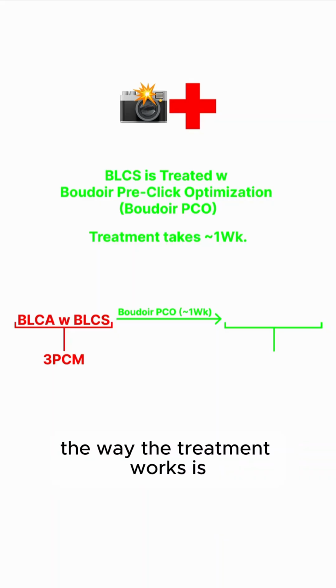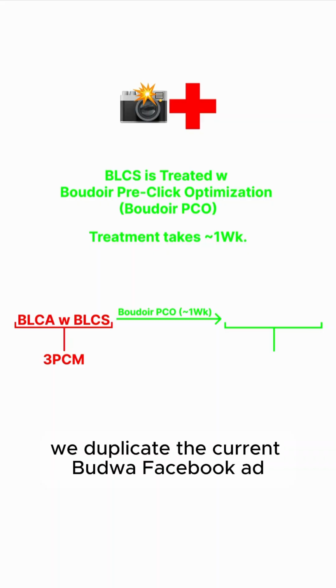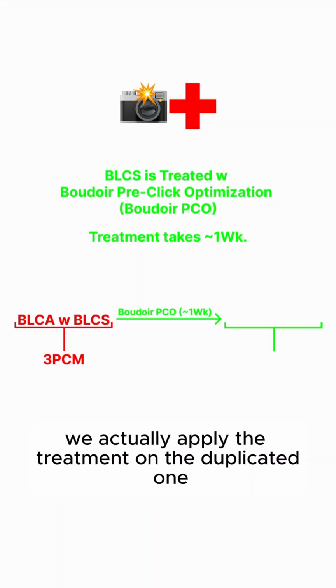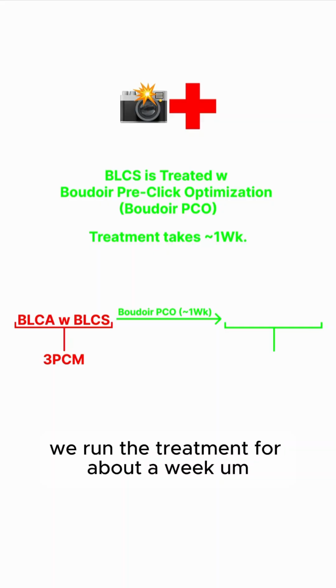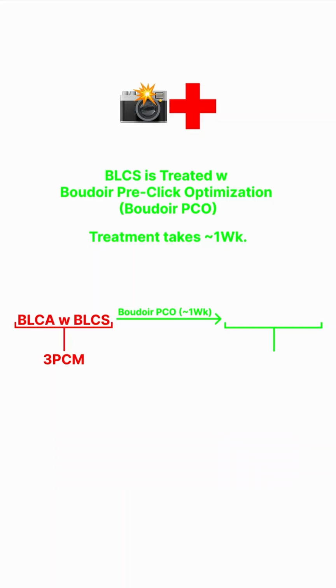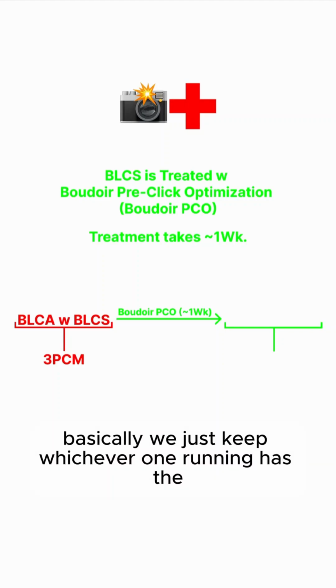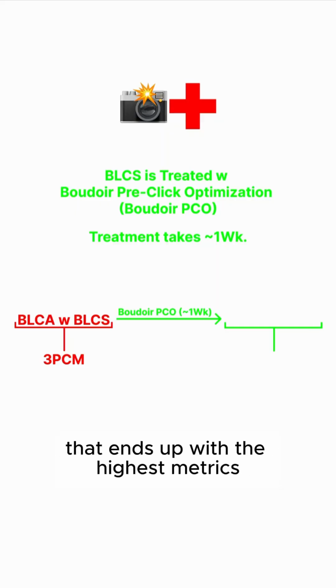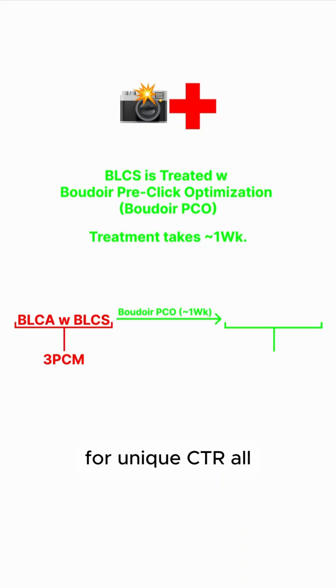The way the treatment works is we duplicate the current Boudoir Facebook ad, and we leave the original. We actually apply the treatment on the duplicated one. We run the treatment for about a week. After about a week, we basically just keep running whichever one has the highest metrics. And it's always been the Boudoir Pico treated ad that ends up with the highest metrics for unique CTR all.